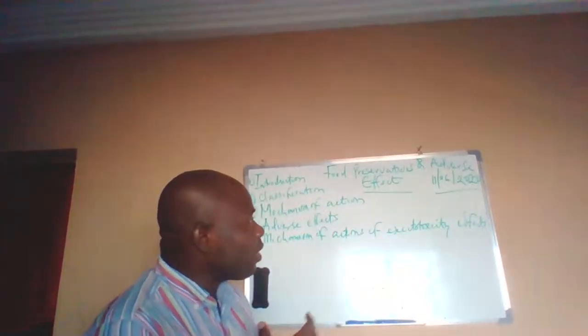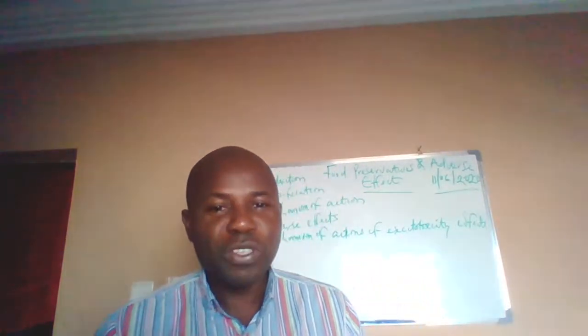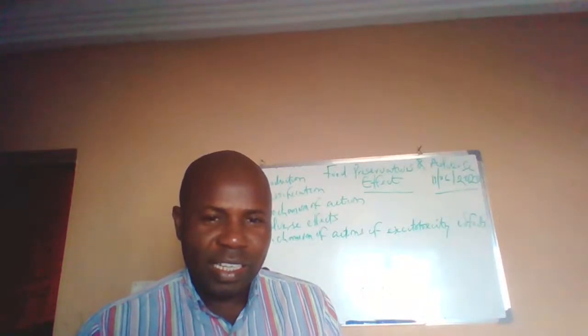We want to talk about food preservatives and their adverse effects in our body system. And basically, what are food preservatives? These are chemical substances that are artificially made and added to our food substances so as to prevent microbial contamination and also to add more value to the food by increasing its quality. Basically, it is to increase the half-life of that food substance.